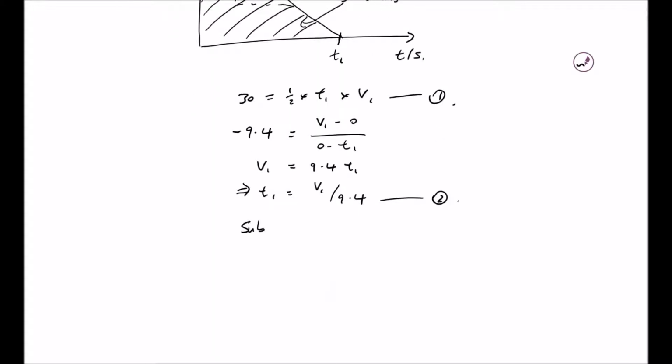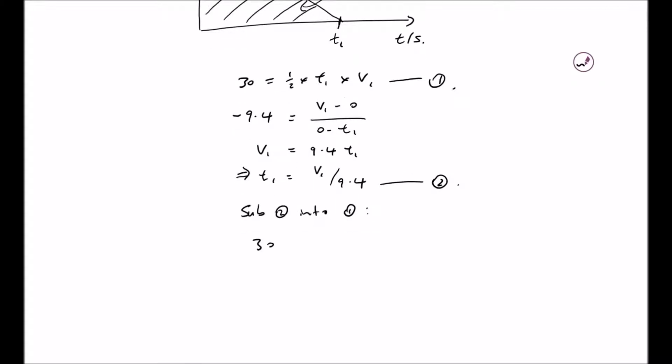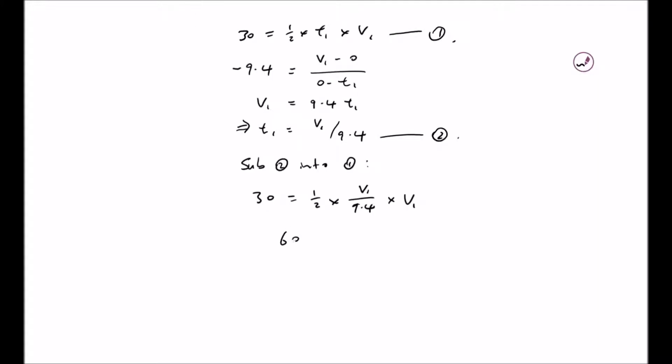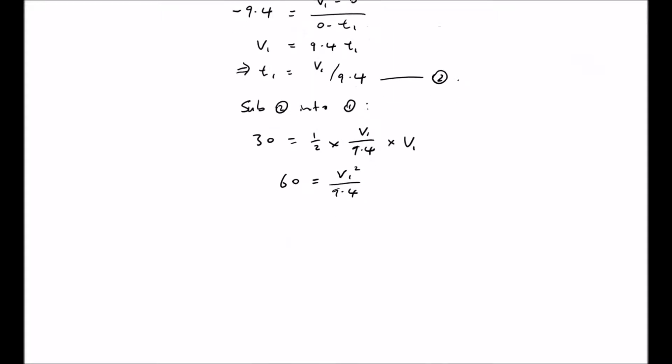Okay, if you substitute equation 2 into equation 1, you will get 30 equals half times... For this one, you're supposed to find the velocity, so you want to substitute the t away. That's why I rearranged equation 2 to make t1 the subject. So this is half times v1 over 9.4 times v1. Rearranging, we have 60 equals v1 square over 9.4. So v1 square equals 60 times 9.4.